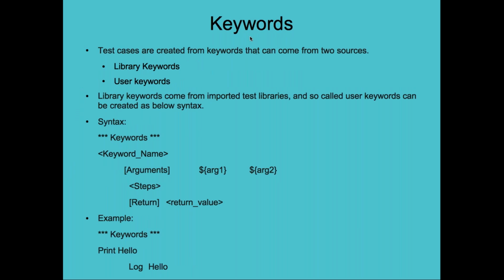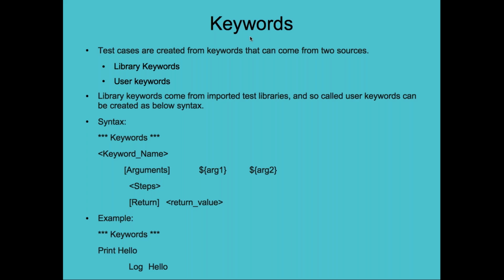And next I will show keywords. In the keyword section we can define keywords. Keywords are nothing but functions in Robot Framework. If you want to reuse the same steps, you can create those steps in a function, a robot keyword, and then reuse it.